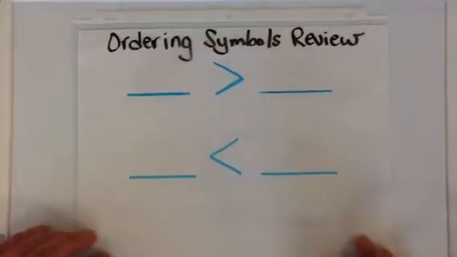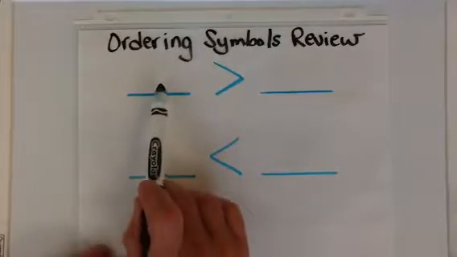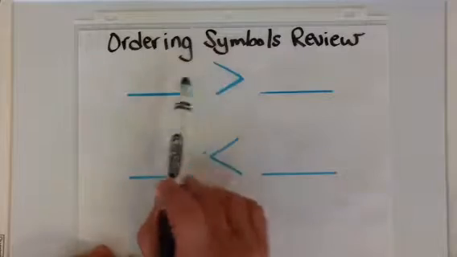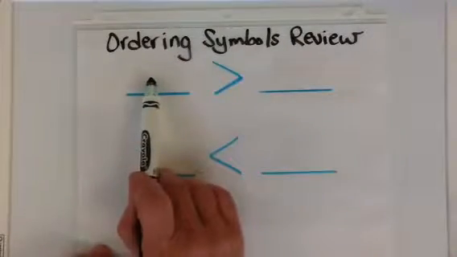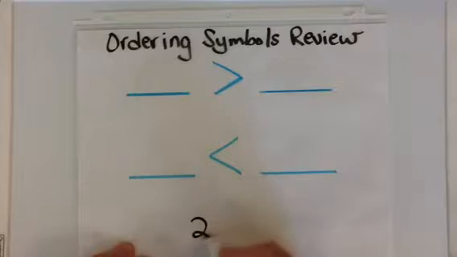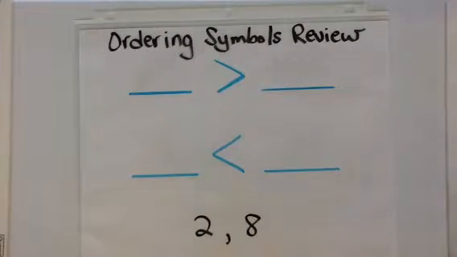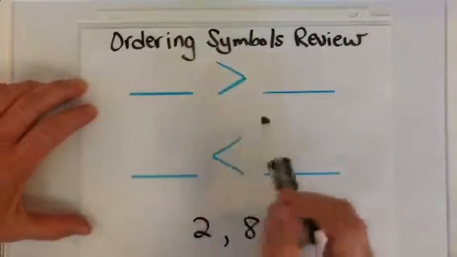So that's what happens when we use the greater than and less than symbols. When we make a statement using these symbols, we can read those statements either from left to right or right to left. Well, let's get this going. Let's compare the numbers 2 and 8. So a review of how these symbols work.